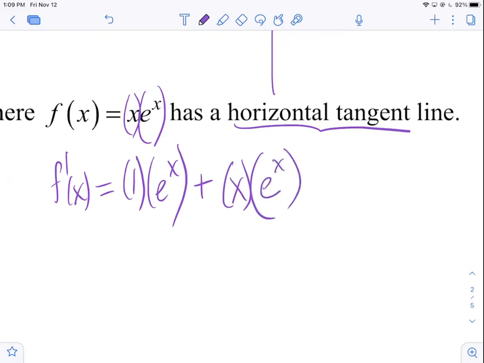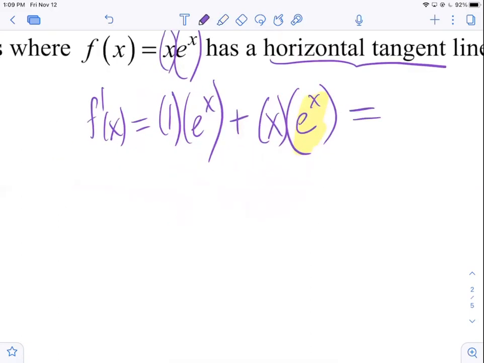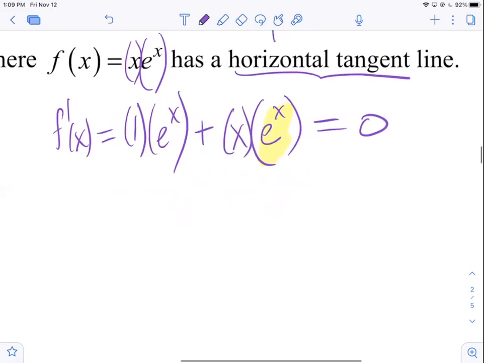Now, someone who doesn't know about the derivative of e to the x, but knows the product rule, might think that we didn't even take the derivative on the highlighted part. But we did, didn't we? It's the same. Now we set it equal to 0.